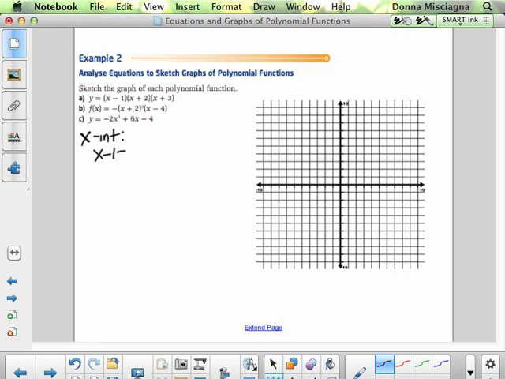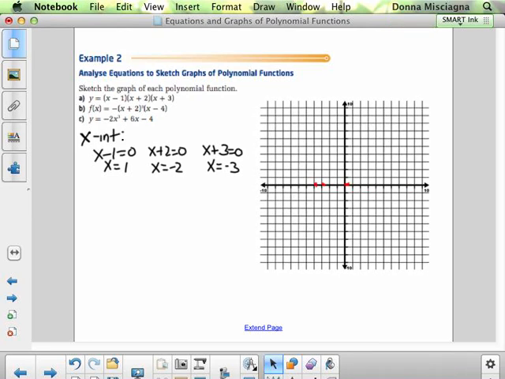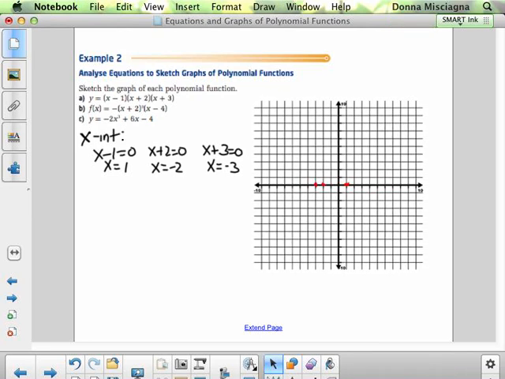So x minus 1 equals 0, x equals 1. That'll be one x-intercept. If x plus 2 equals 0, then x is negative 2. And if x plus 3 equals 0, then x is negative 3. And we can even go ahead and graph those in a different color: (1, 0), (negative 2, 0), and (negative 3, 0). There we go.